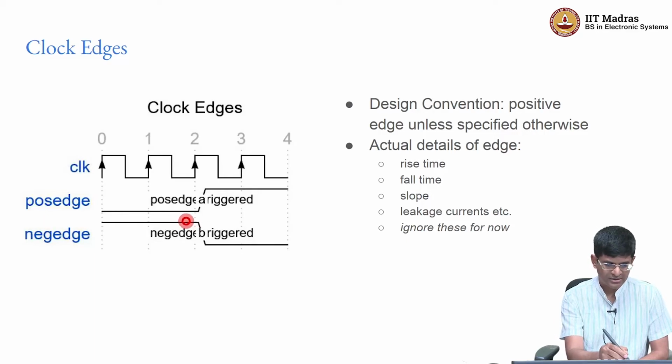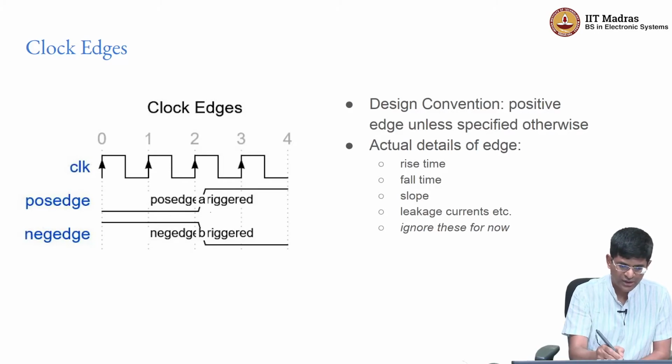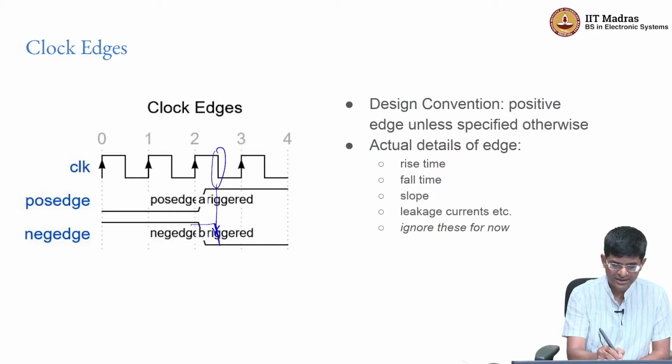Incidentally, this diagram is actually slightly wrong. I need to correct this. It should actually look like this. The negative edge is the one that's here. So this transition should be at this point. This is the actual negative edge.